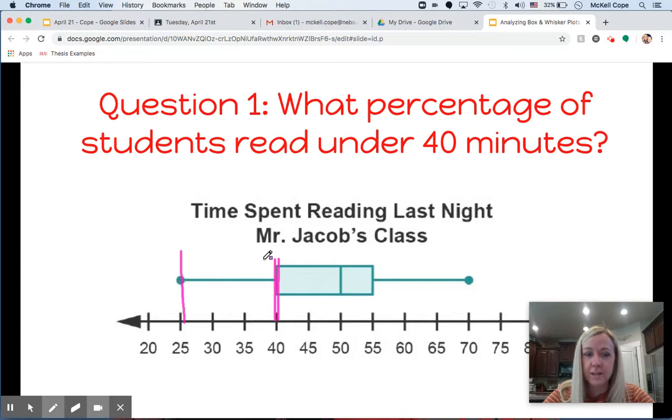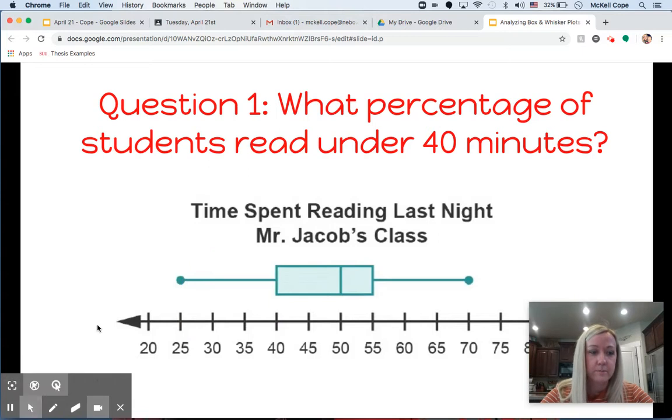And what percentage does each quartile represent? Well, it represents 25%. So the answer to this question is, how many students read below 40 minutes? 25% of the students read under 40 minutes.